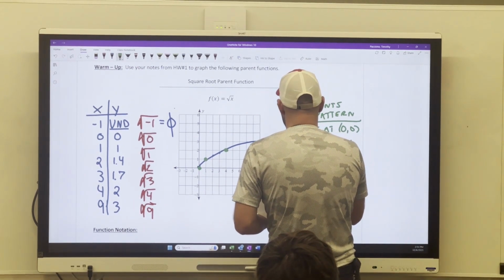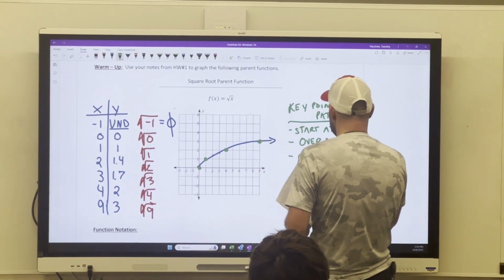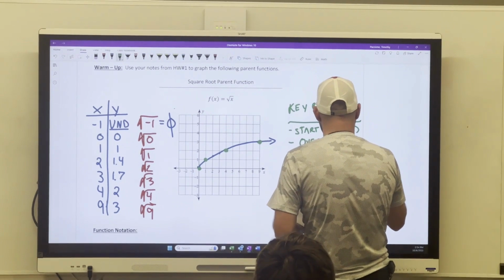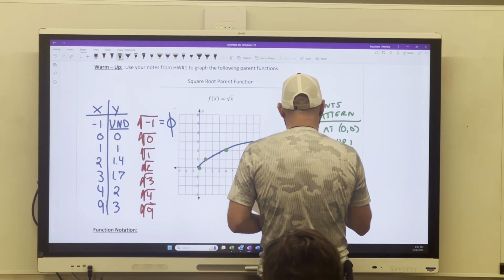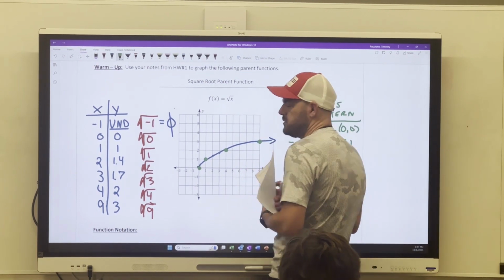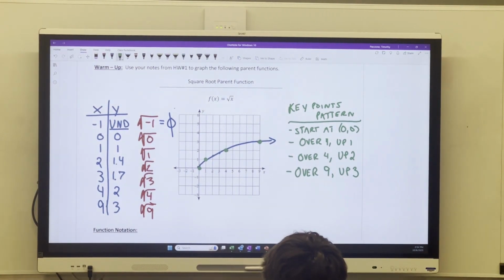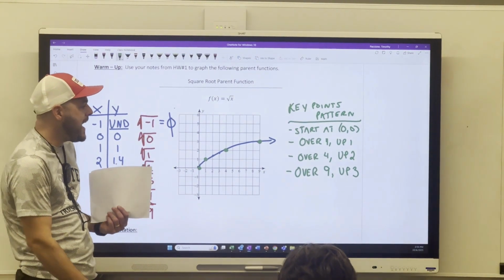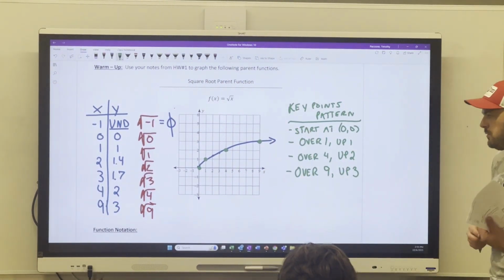And you go over 4, up 2. And then if you can, you go over 9, up 3, but you're not always going to be able to, depending on the size of your graph. That's pretty far out, but you'll see it's going to come up sometimes. Okay, so that is your pattern here, right?